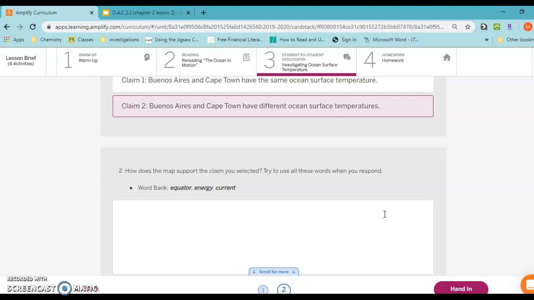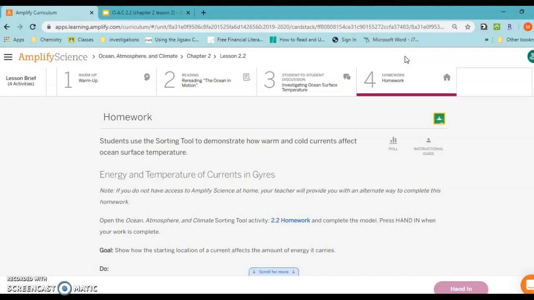I can't tell you how many people had to fix their discussion post because they weren't following what we do in school. So remember, complete sentences, and it's not going to be able to be just one. And you have 3 vocabulary words that you have to use: equator, energy, and current. Once you do all of that, hit the handy dandy hand in.